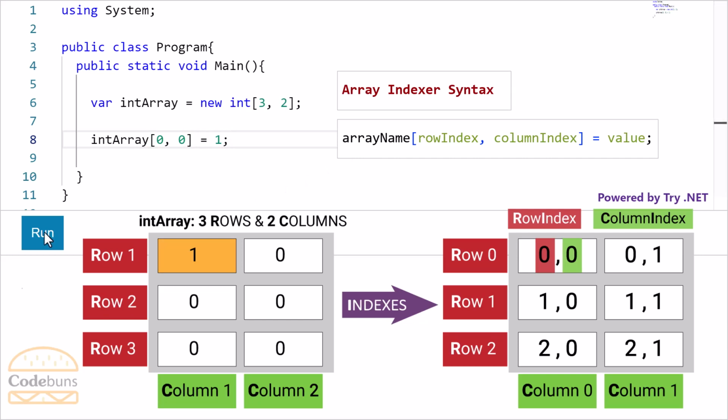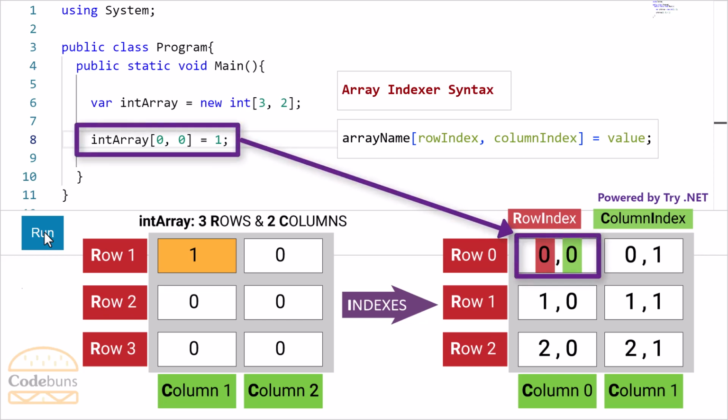Hope these images will help you understand the concept visually. Now if you look at the image, you will see I have used these indexes to assign a value of 1. Let's assign more values to the int array.